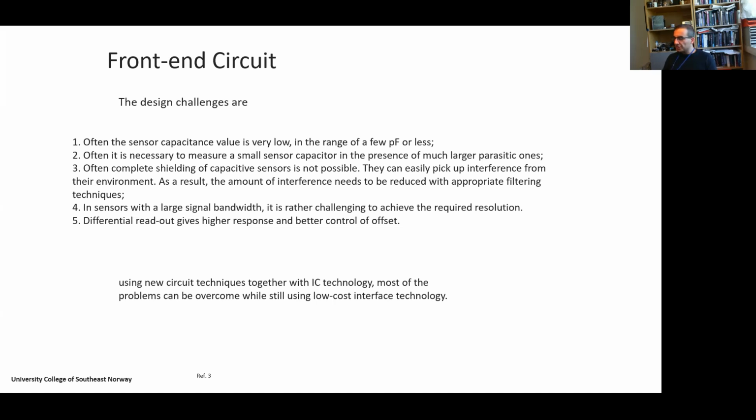Normally, differential readout gives higher response and better control of the offsets. It is the simplest thing to do when you want to make a sensor, make a differential one. Then you can use other techniques such as correlated double sampling or chopper stabilization, or storing the values on capacitors in different ways, or combining these. And since these are based on switches and capacitors, they suit modern IC technologies, the MOSFETs, really well.